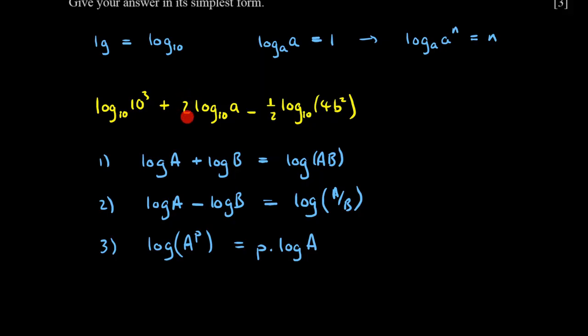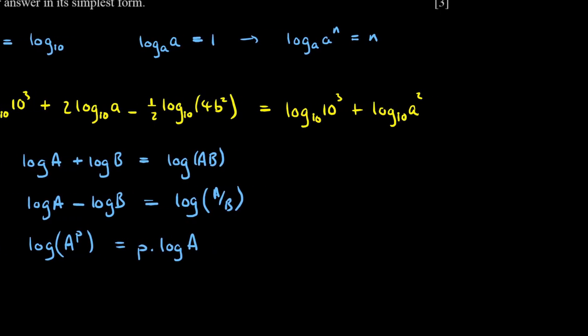Instead of writing 2 times log base 10 a, we're going to take that 2 and bring it up as a power of a. The same thing is true with this half here. We're going to bring it up as a power of a half, basically using the third rule, but in reverse. So I can now write that what I've got here is log base 10 to the power of 3 plus log base 10 a squared, minus log base 10 4b squared, all to the power of a half.